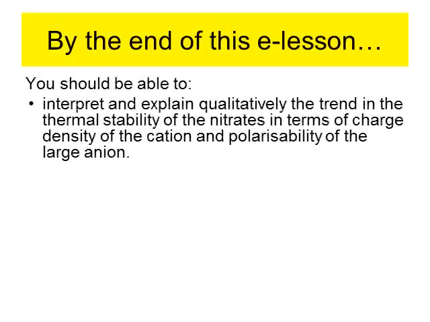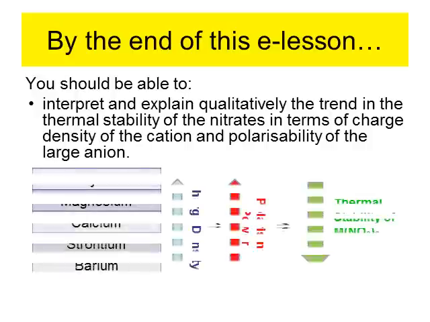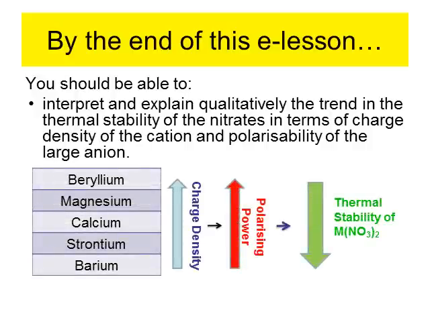You should be able to interpret and explain qualitatively the trend in thermal stability of the nitrates in terms of charge density of the cation and polarizability of the large anion. At the moment, I'm very sure many of you have no idea what I'm talking about, which is what exactly this whole e-lesson is for. However, one thing that you can be certain of is that they will follow certain trends, as do your other properties.